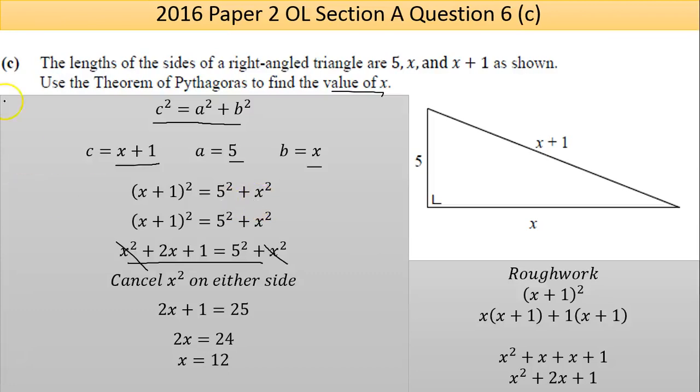Yes, so question 7 is next, okay? So that's question 6 part C. Again, go back over this in a few days' time, and best of luck.